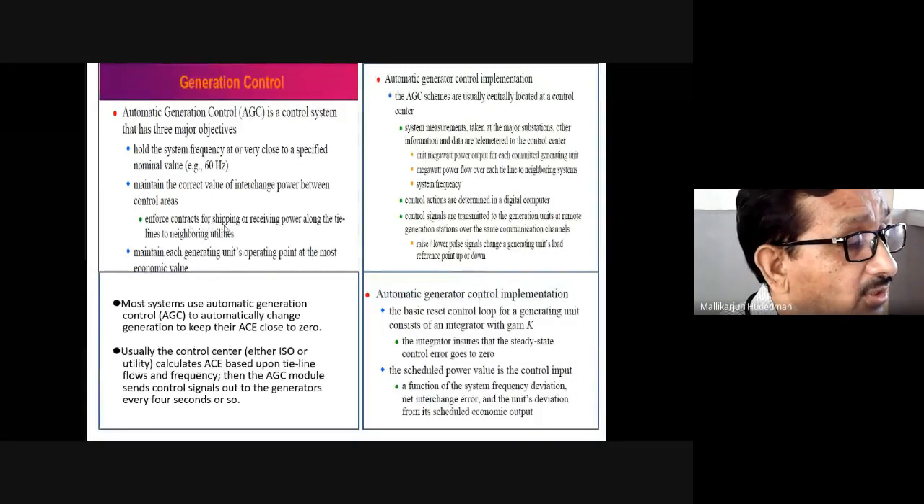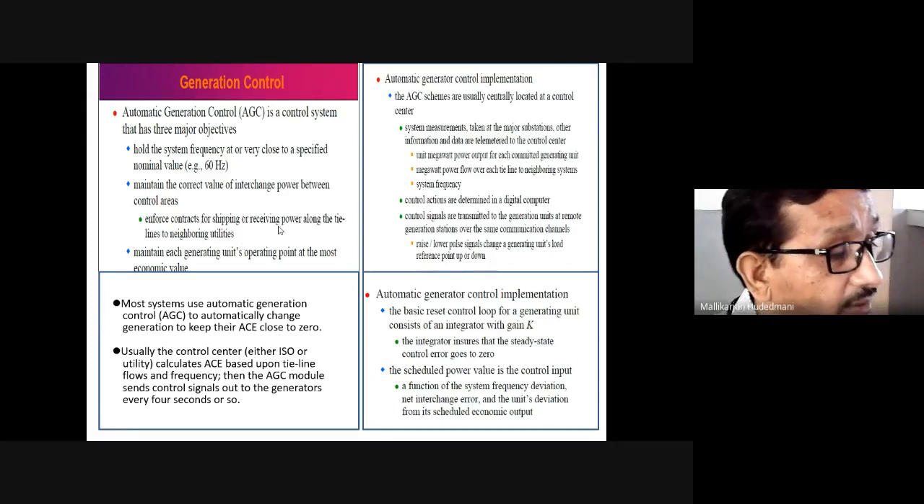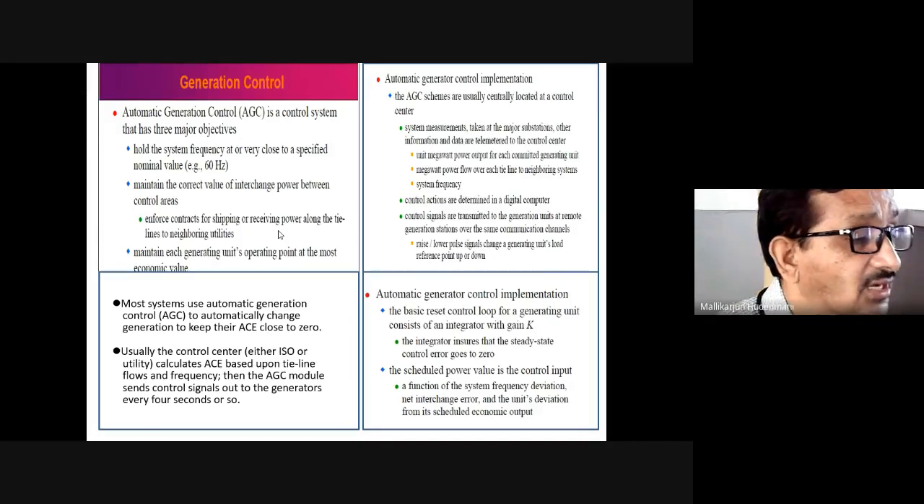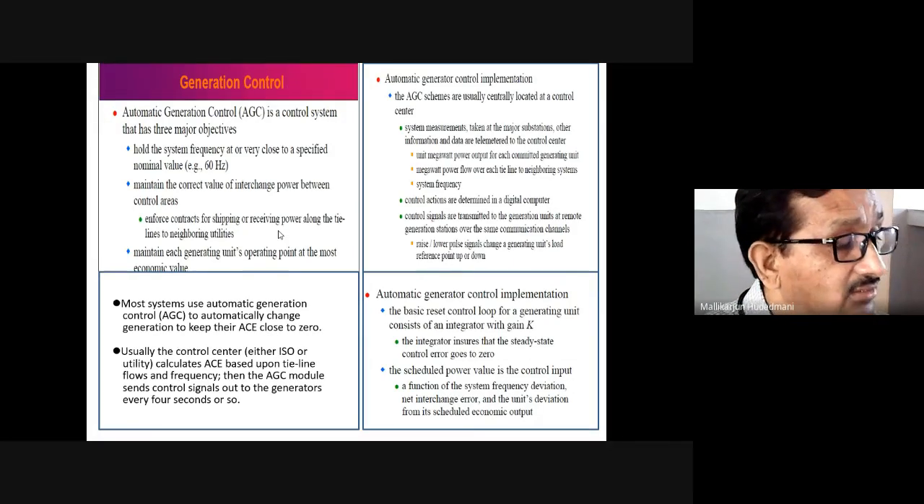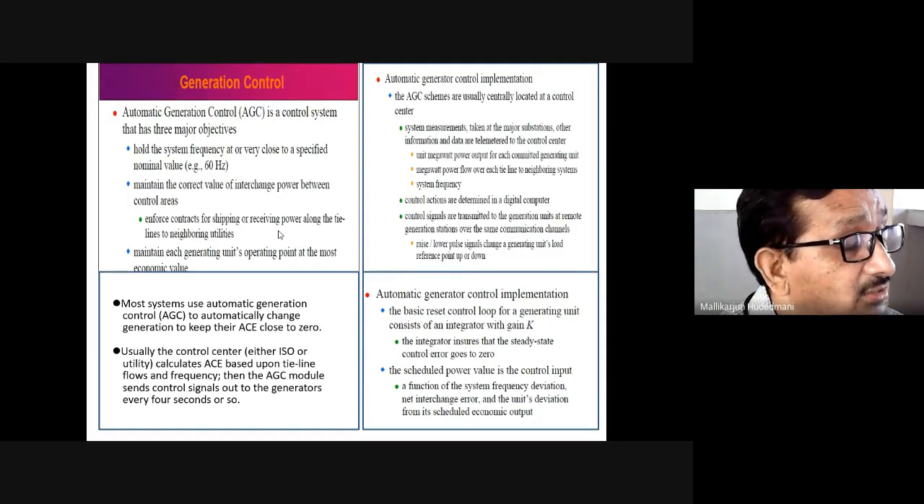Enforce contracts for shipping or receiving power along the tie lines to neighboring utilities. This was the thing I was exactly discussing. Not only to maintain adequate power generation and fulfill your local requirement, but also any contract for selling or borrowing power, for a certain hour of a day or a day of a month. You will be able to manage that also. That comes under maintaining the correct value of interchange power.